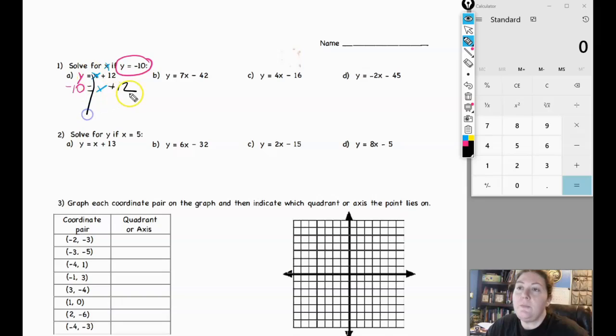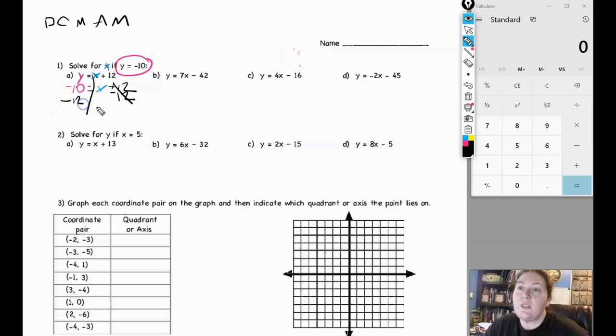So let's draw our line. I'm looking to make Mr. X happy. So I'm going to ask myself: do I have anything to distribute? Nope. Do I have anything to combine? Nope. Do I have any variables to move? Nope. Do I have any addition and subtraction on the side with the variable? Sure do. I have a positive 12. So to undo a positive 12, it's negative 12. Those are going to cancel.